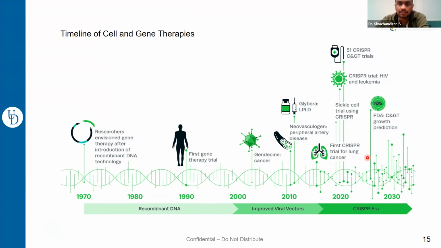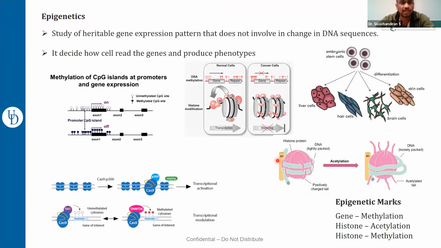And then the first CRISPR trial for lung study happened, and they have a long plan until 2030. We call it the CRISPR era as well. There has been a lot of work, especially from MIT and the Broad Lab, doing a lot of CRISPR studies for human cells. Yeah, and I would like to cover some of the epigenetic stuff as well.